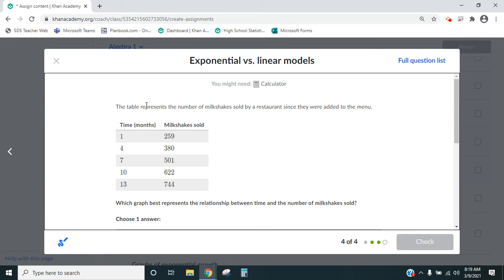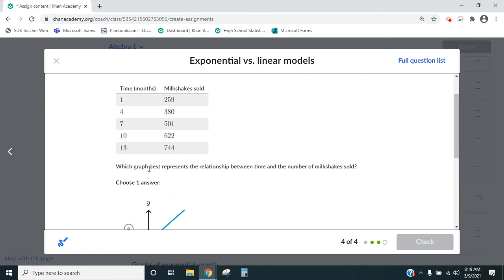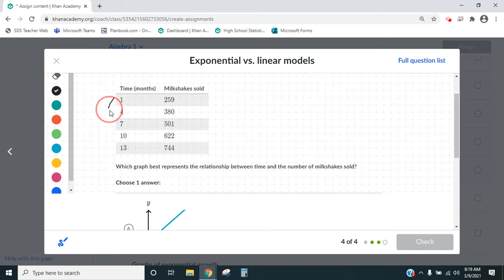All right, the table represents the number of milkshakes sold by a restaurant since they were added to the menu. Which graph best represents the relationship between time and the number of milkshakes sold? All right, what's happening? Well, they're talking about every 3 months, so that's good. We want that same rate of time each time so we can compare. All right, what's happening here and here? Are they adding or multiplying by something? It looks like they're adding the same each time, or about the same. It doesn't have to be perfect here.